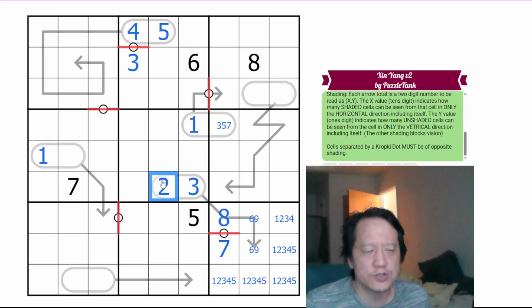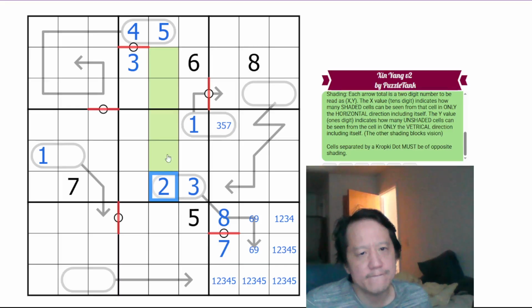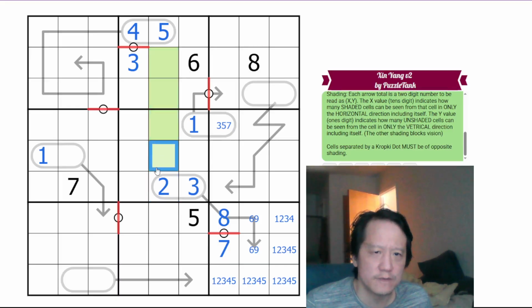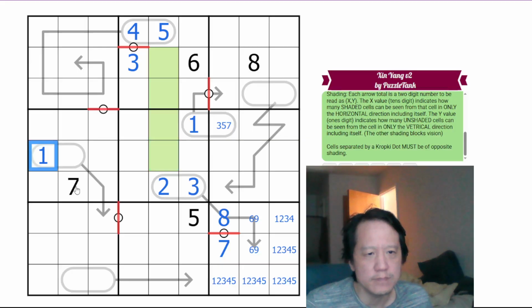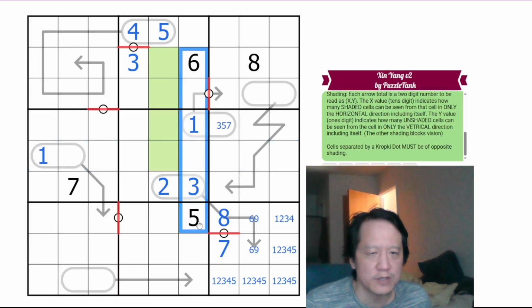So this sees 5 odd cells in the unshaded cells in the vertical direction. So these are guaranteed to be unshaded, including itself. So these are all unshaded. This sees 1 shaded cell in the horizontal direction. This sees 3 shaded cells in the horizontal direction, or sorry, vertical direction.